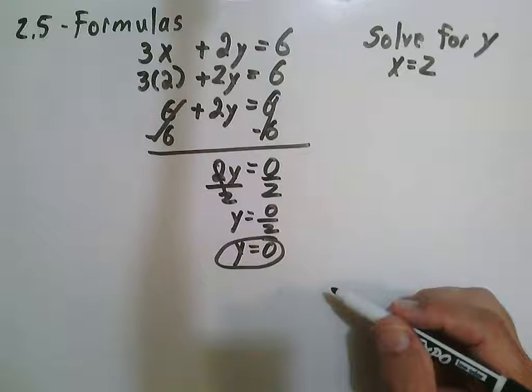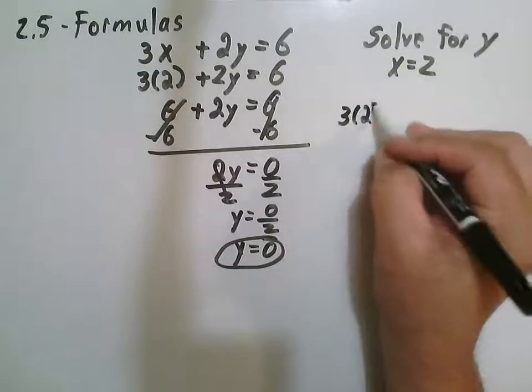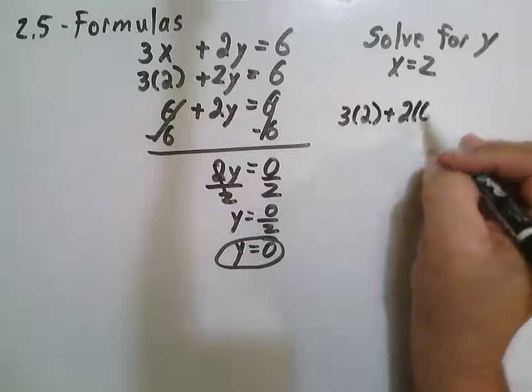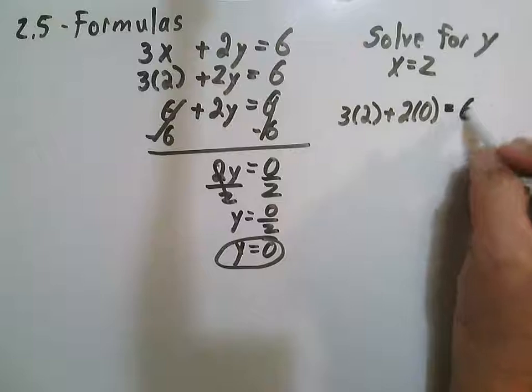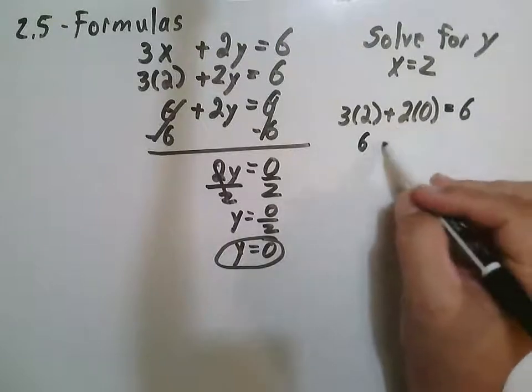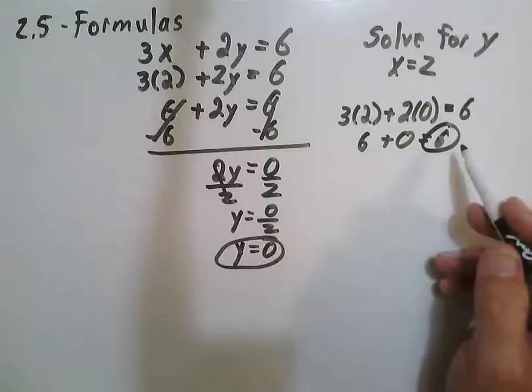Now, if we work this one down any other way, we can just substitute it in and say that 3 times 2 plus 2 times 0. We're just going to see if all of that is equal to 6. 3 times 2 is 6, 2 times 0 is 0, and 6 plus 0 is in fact 6. So we know that one worked out correctly.